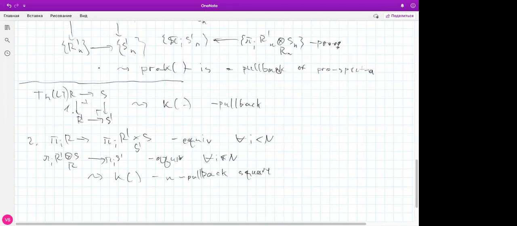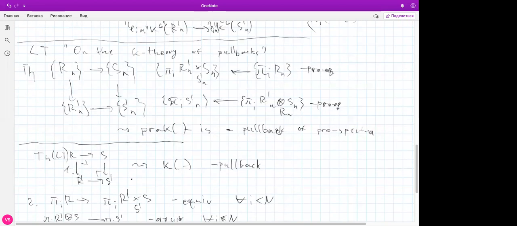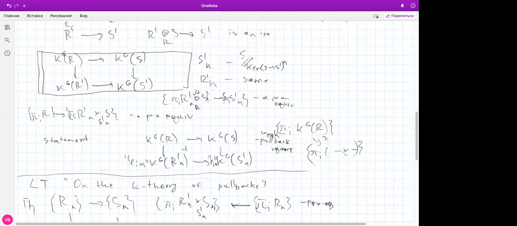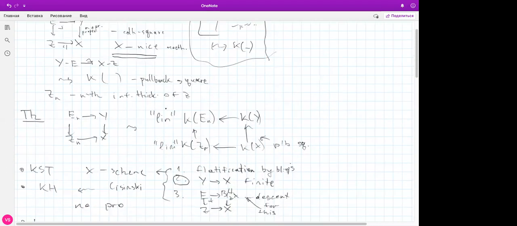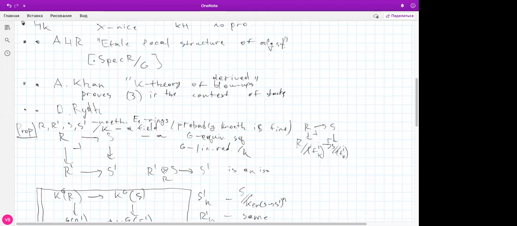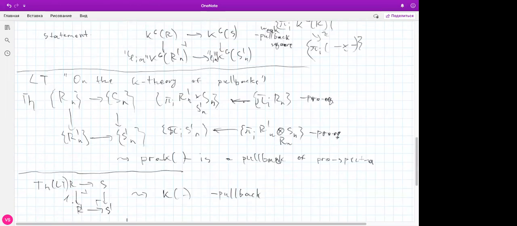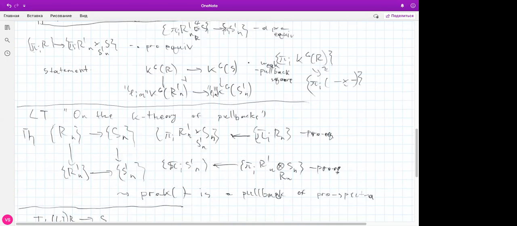Yeah. So this is this condition. If you had this condition on the nose, or if you had, instead of this condition, the condition of having a pro-equivalence without the pi_i's, but of the whole spectra, this would be a very rare thing to have. And this is not what happens. This is not what one has for a CDH square, for example. So we actually need these weak conditions and this weak notion of pullback.